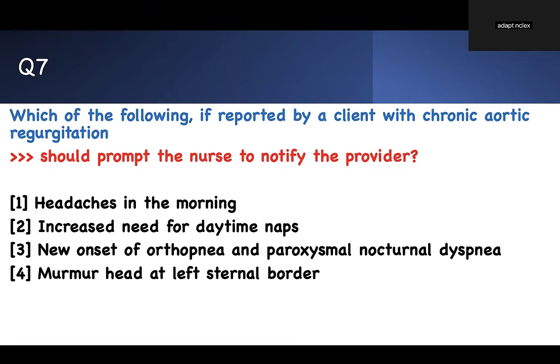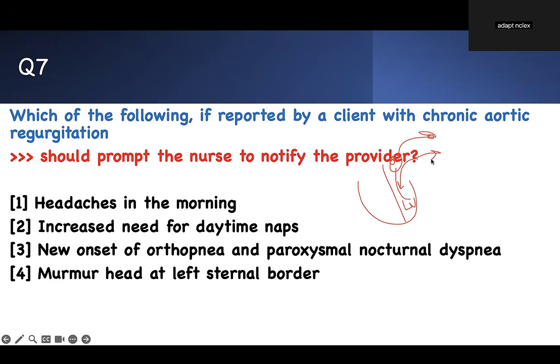Which of the following, if reported by the client with chronic aortic regurgitation, should prompt the nurse to notify the provider? Same thing. Don't worry about it. Figure out where the aortic valve is. As I told you, the aortic valve is where the left ventricle pumps blood through the aortic valve into the system. Therefore, if the aortic valve is in trouble, this one is regurgitation. So blood goes back to the left ventricle and into the system. And therefore, you have left-sided fluid overload. The same thing, right? So you can get right-sided, left-sided heart failure.